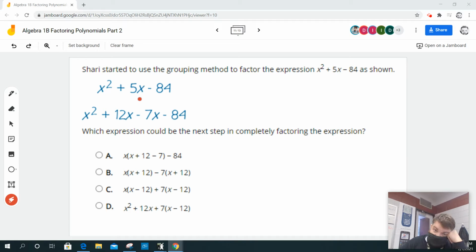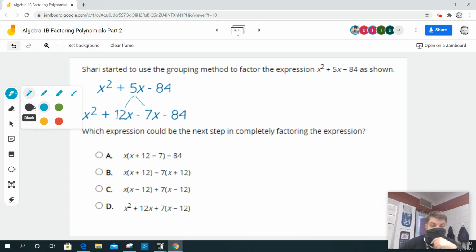So Sherry started to use the grouping method to factor the expression x squared plus 5x minus 84 as shown. It looks like Sherry figured out that the two numbers that we multiply to get negative 84 are negative 7 times 12, which is good because they add up to positive 5x. So then it says, which expression is the next step?